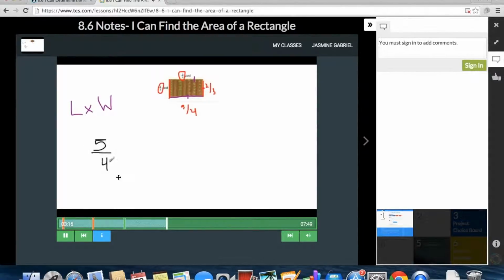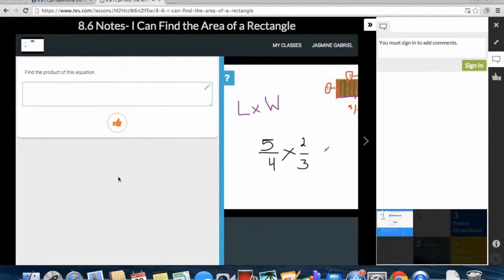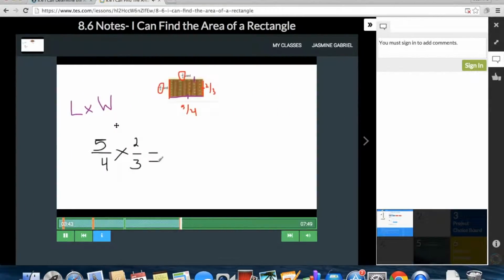Now she's writing down the problem, which is 5/4 times 2/3. Then she asks me to try to solve the problem, and I got 10/12, which was correct, as you can see right now.